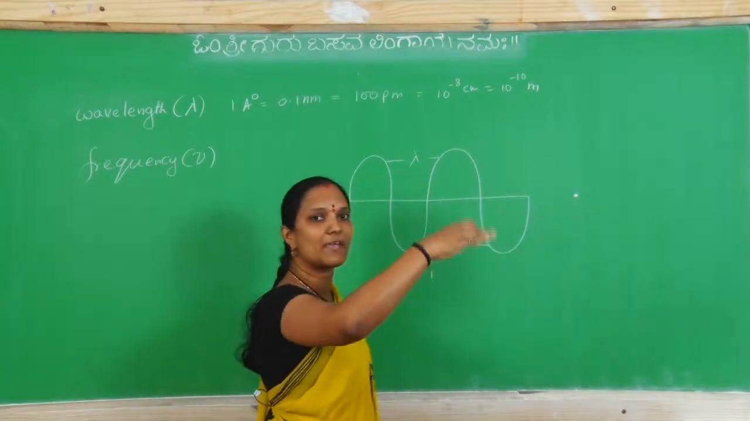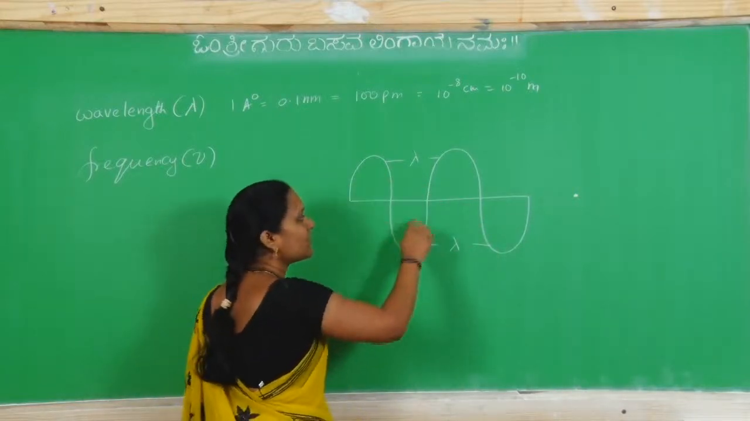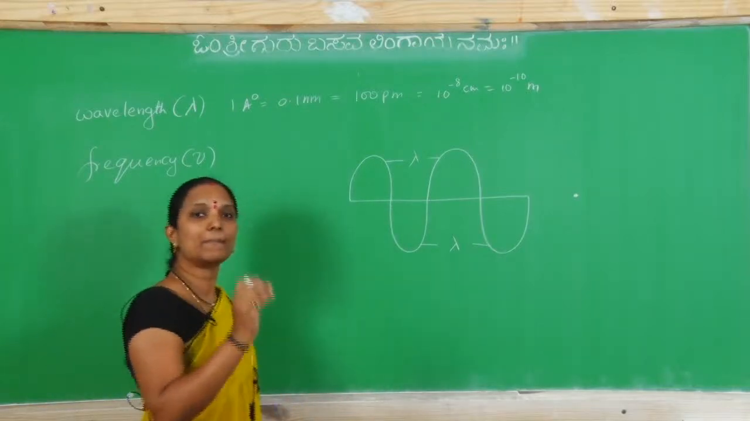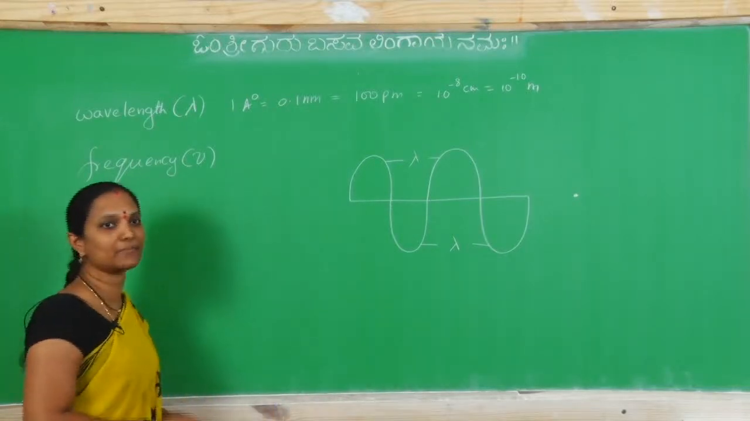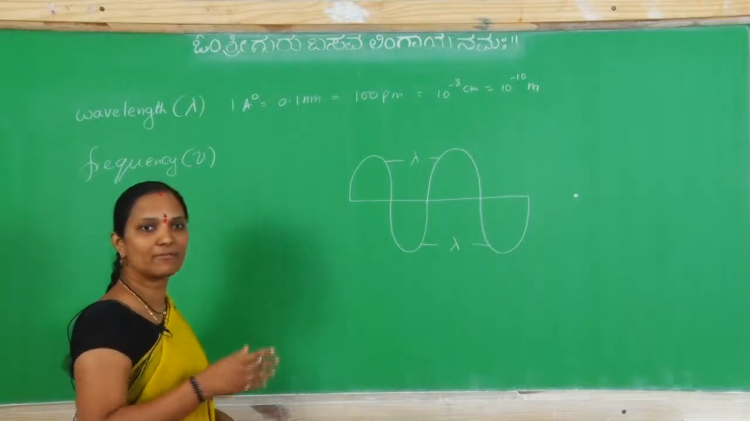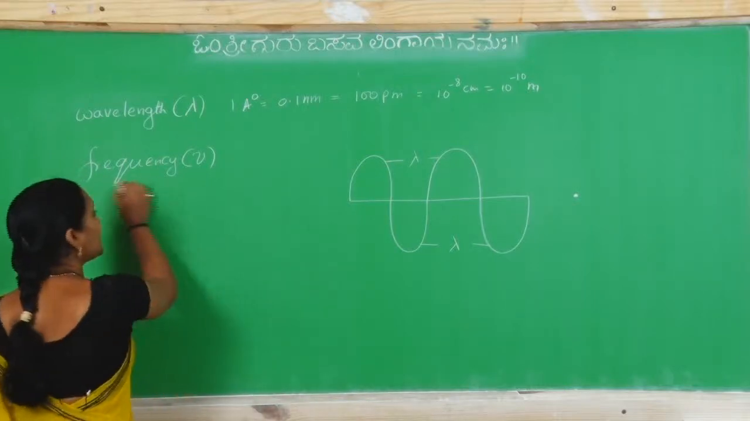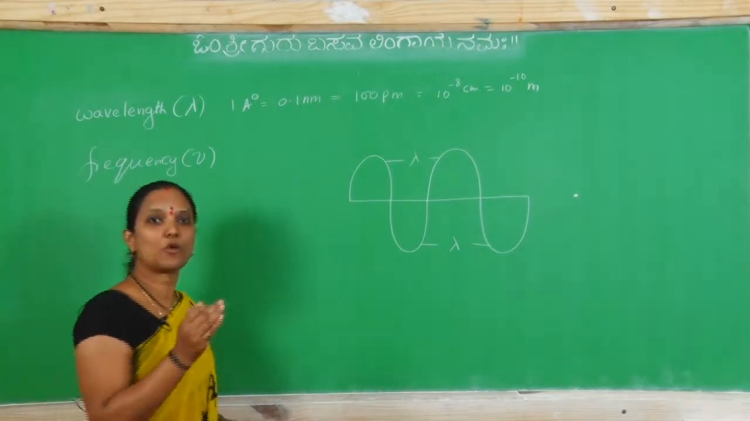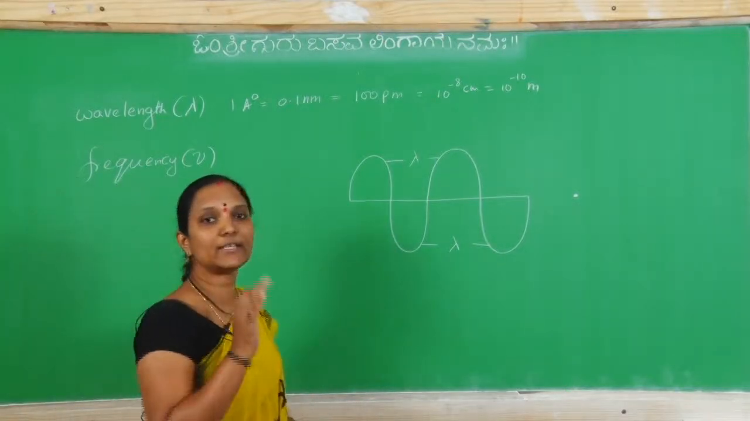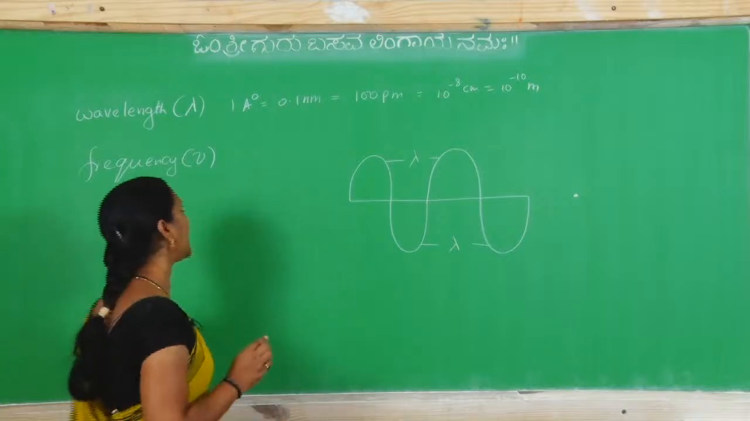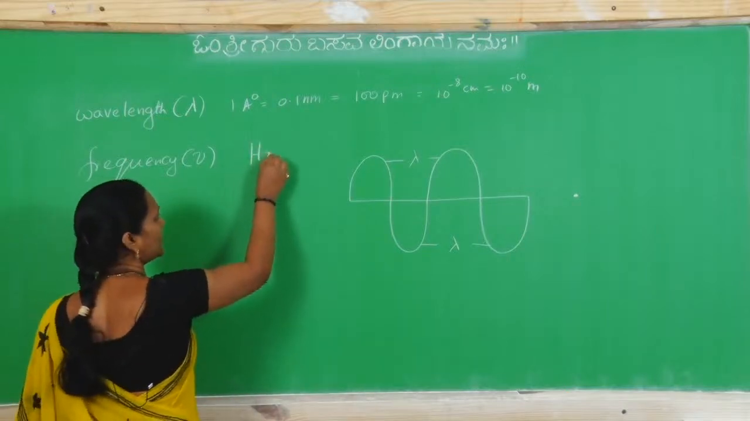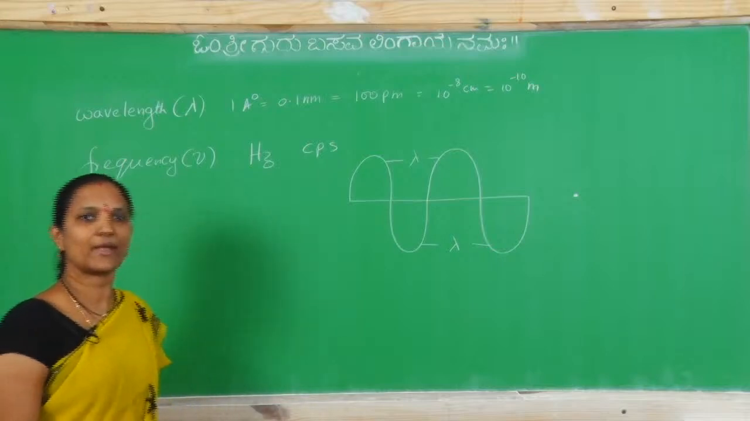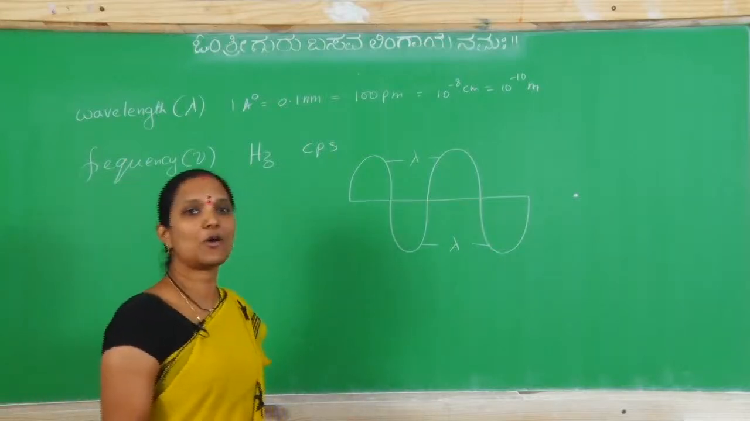So how many waves crossed? Because this is one wave. So how many cycles or waves crossed a particular point in 1 second time? That is called the frequency. The frequency is the number of waves crossing a point in unit time. Unit time means 1 second. So what are the units? Hertz or cycle per second, or simply second inverse.